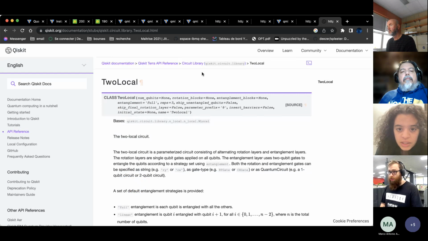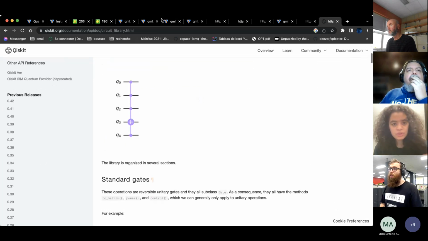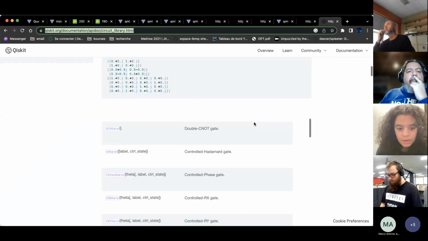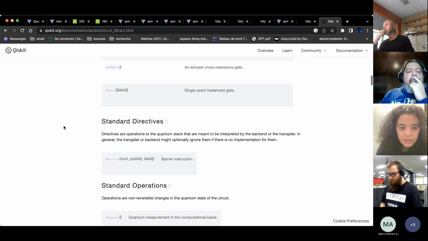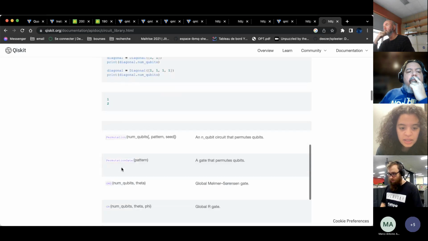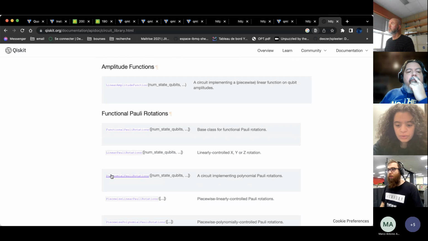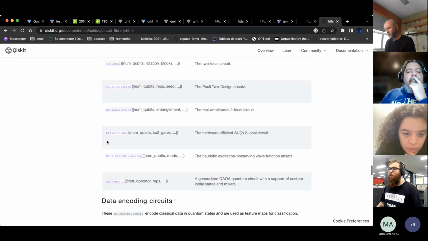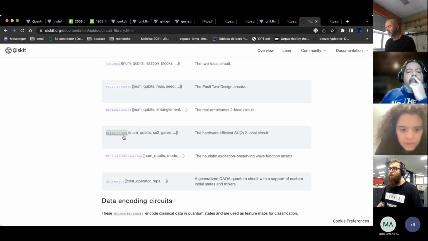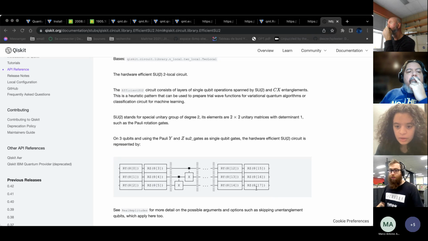So what you look for here is actually the circuit library. I could put the link in the chat. And then in the circuit library downstairs here, you have all the different gates, and we have here the operations. You have the general gates, and a bit later you have n_local circuits, which are multiple ansatz that you could use. For example, EfficientSU2. I'm not sure, but I think it's the same one. No, it's not again. But those are ansatz you could try when you implement your own notebook.